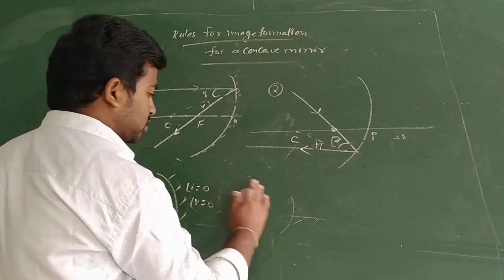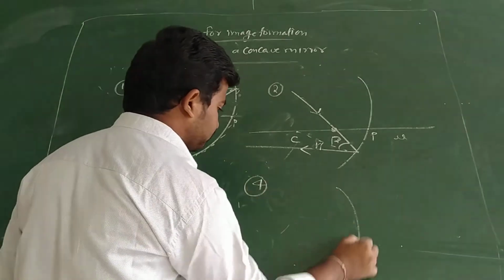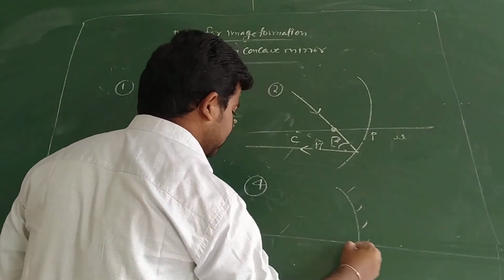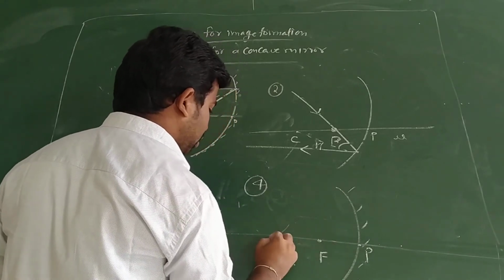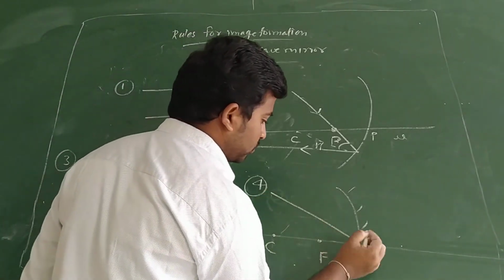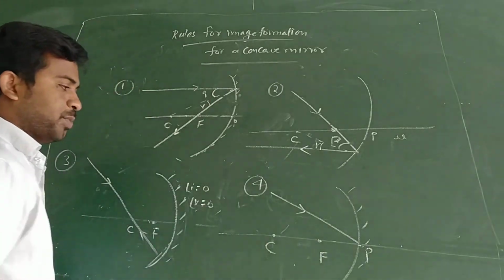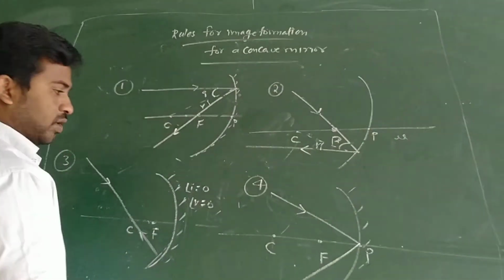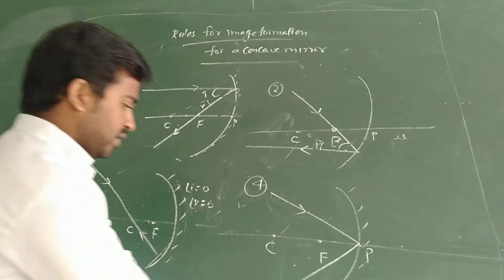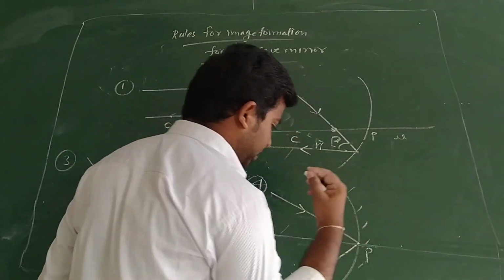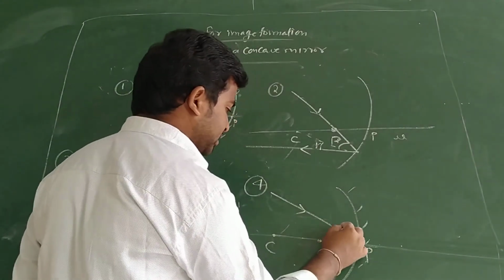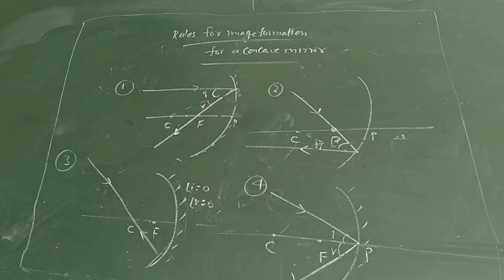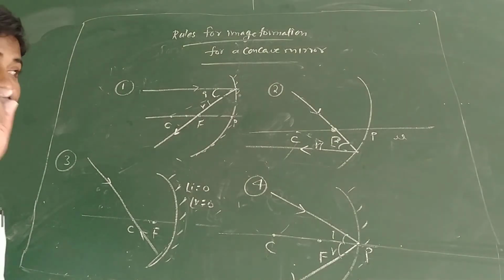And the fourth and last rule. Whenever an incident light ray is incident obliquely on the pole of the spherical mirror, after reflection it is also reflected from the pole of the spherical mirror only, right? So here, this is the normal. Then this is the angle of incidence, the angle made by the incident light with the normal, and this is the angle of reflection, dear students. So these are very, very important points to create an image.